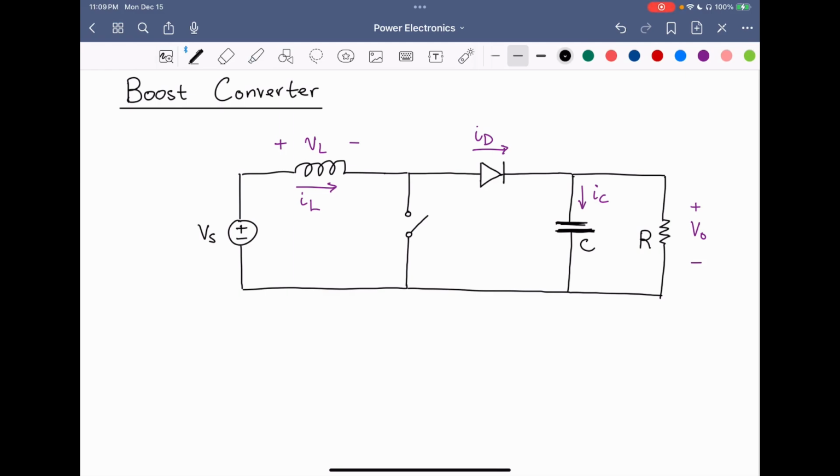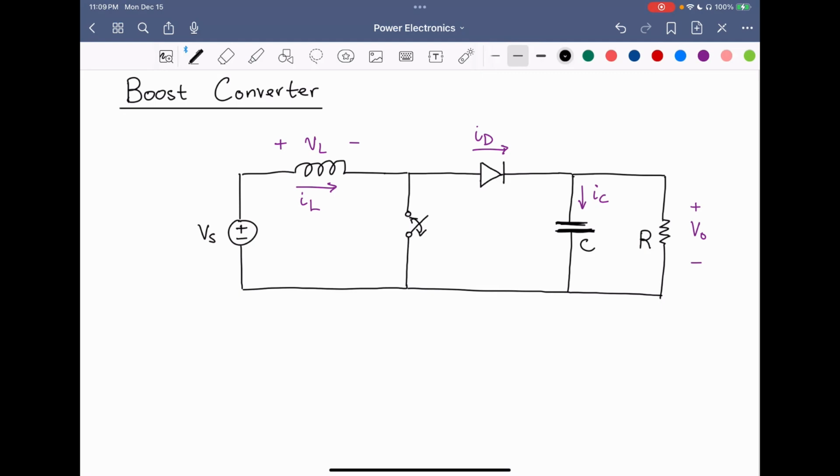Hi, in this video, I'm going to go over the analysis of the boost converter, which is a switch mode power converter that operates by periodically closing and opening this switch here. Now, unlike the buck converter, in which the output voltage is smaller than the input voltage, the boost converter gets its name because the output voltage VO is larger than the input voltage VS.